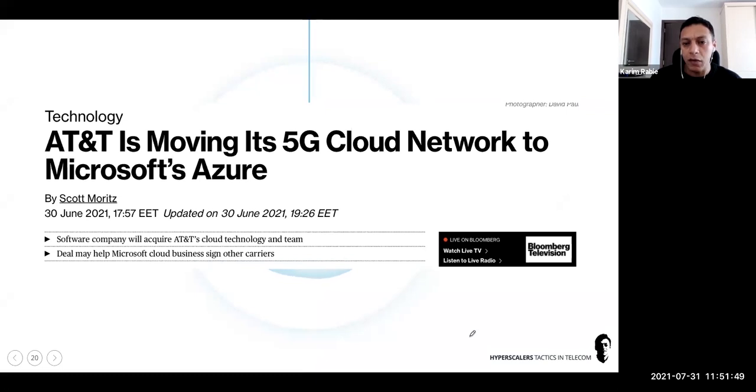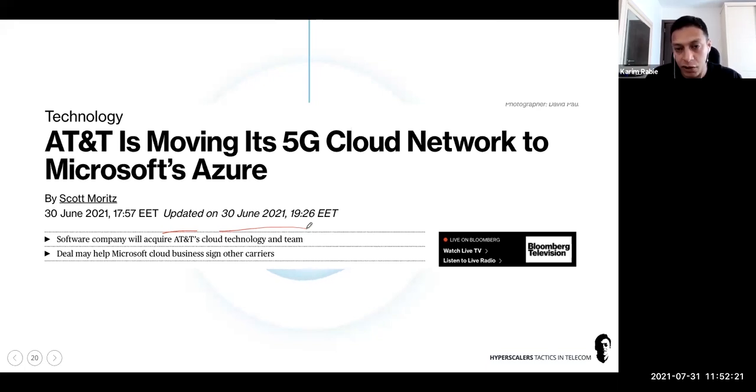And even the hyperscalers, like Microsoft, didn't focus a lot on the 5G consumer part, but that was the first time to get into the consumer market, not on the edge, not on the enterprise, but on the consumer, the 5G, the full 5G cloud. And what was interesting is that Microsoft will acquire AT&T's cloud technology and team. The team that AT&T built, with software development since 2015 and 2016, Microsoft will acquire.